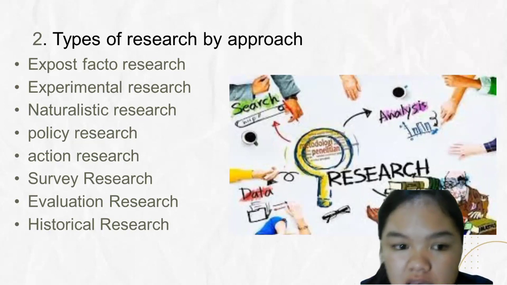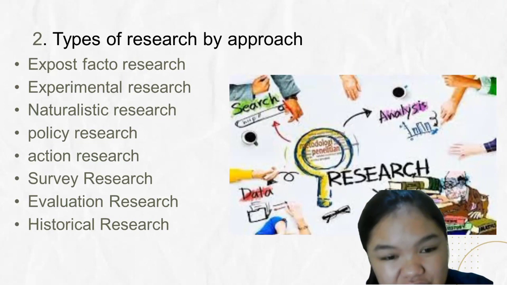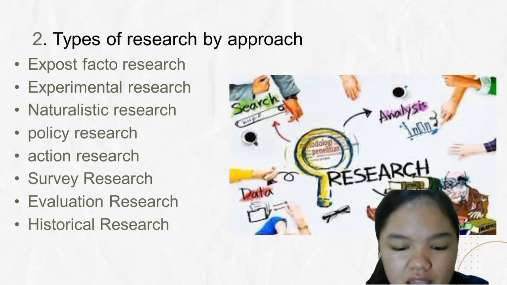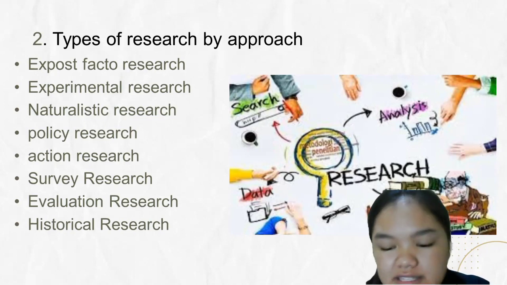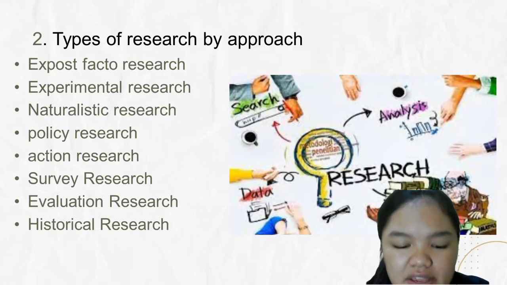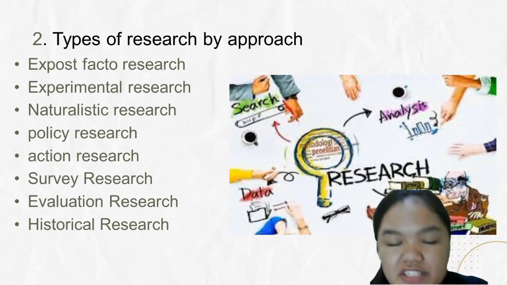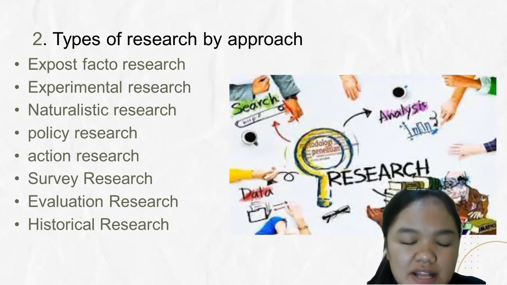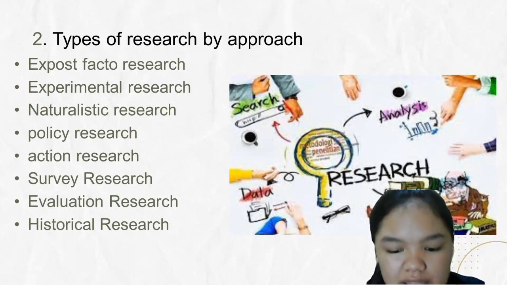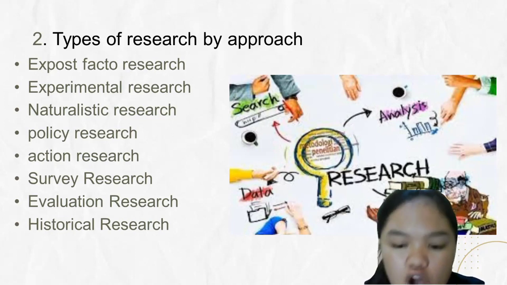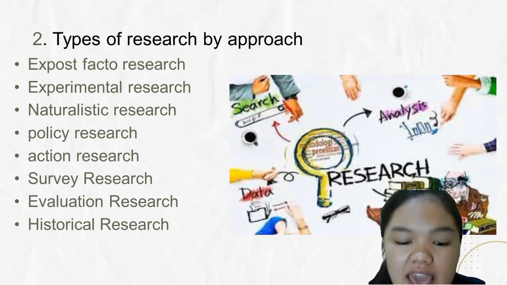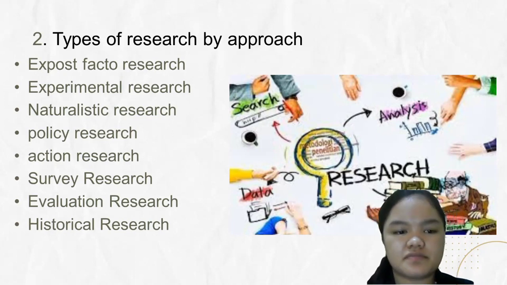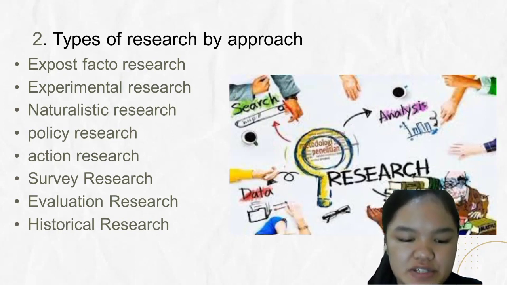The second one is experimental research. Experimental research consists of studies that seek to affect certain variables on others in strictly controlled conditions. The third one is naturalistic research. Naturalistic research has often been called qualitative study. Qualitative methods are used to study the natural state of an object.